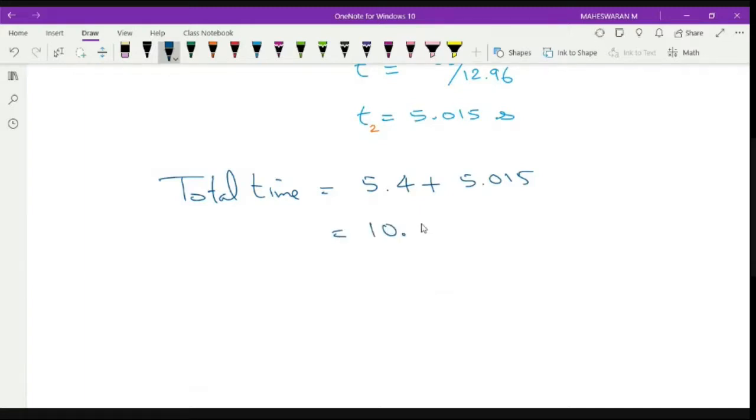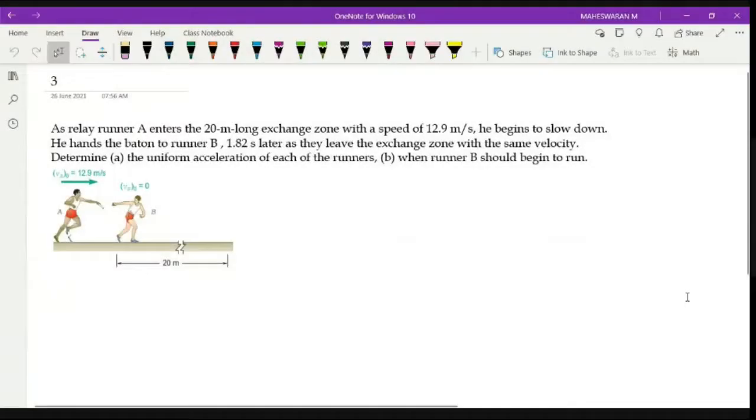10.415. Yeah, 10.415 seconds. Any doubt on this? So let me consider here.